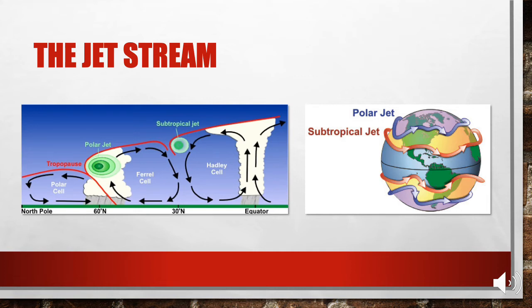Because the Earth tilts, the location of these jets changes throughout the year. For example, during the winter, the polar jet is found farther south, and in the summer, the subtropical jet shifts northward.